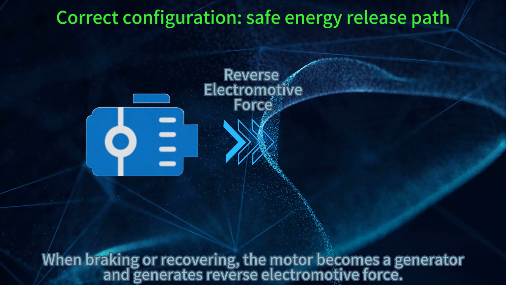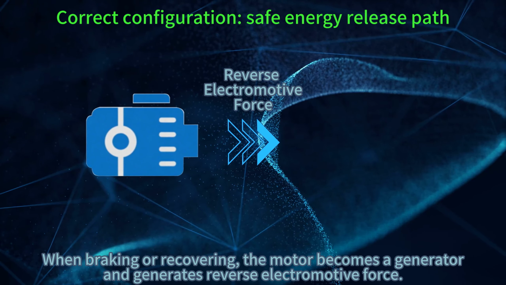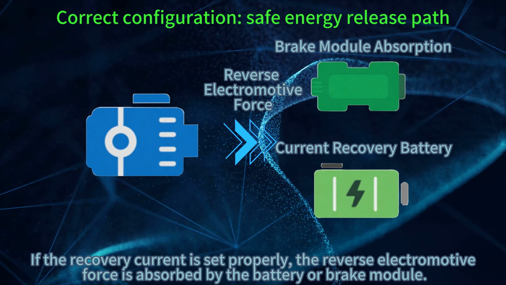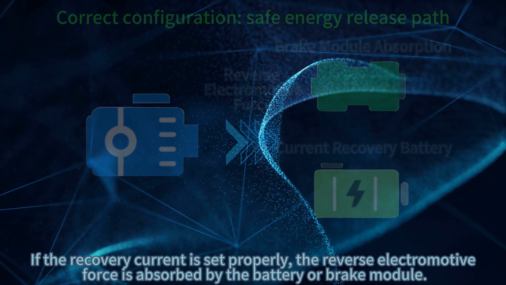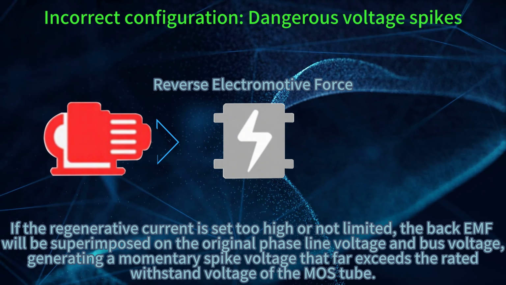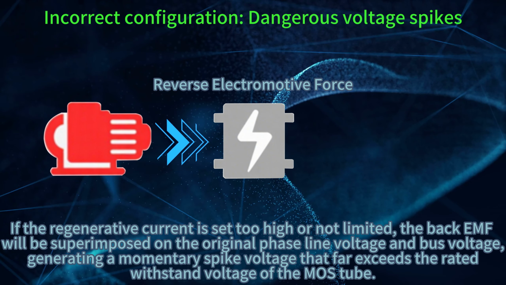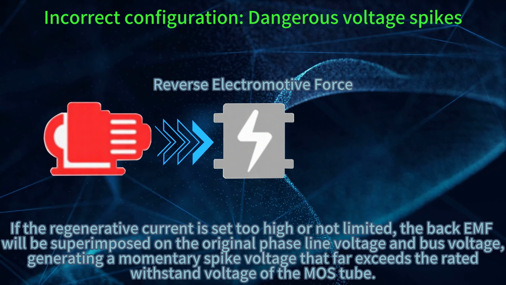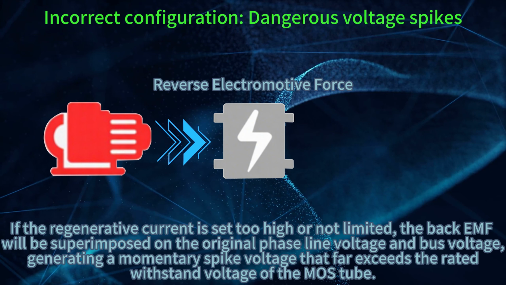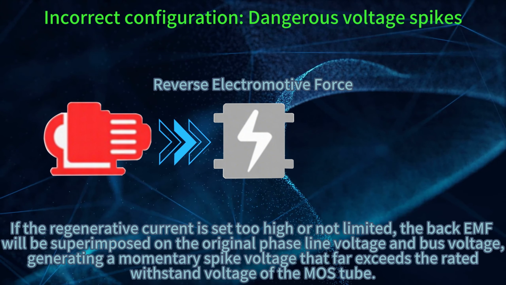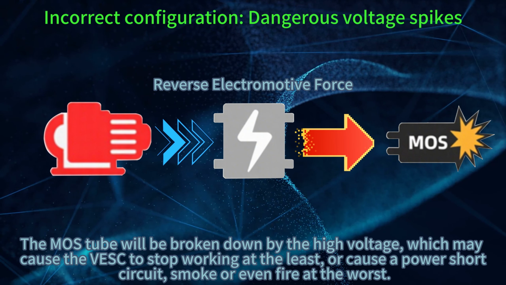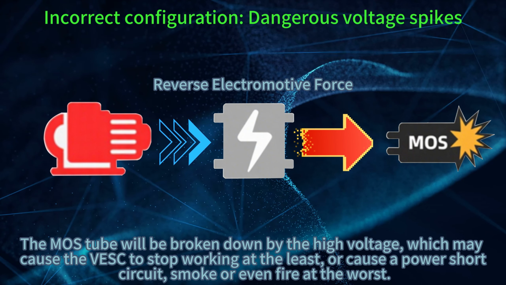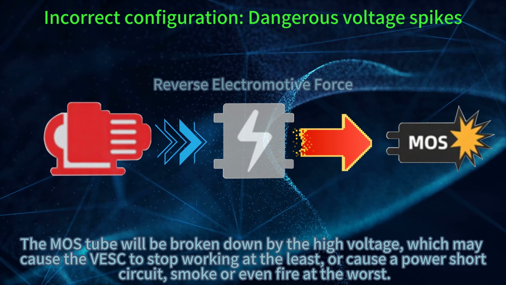When braking or recovering, the motor becomes a generator and generates reverse electromotive force. If the recovery current is set properly, the reverse electromotive force is absorbed by the battery or brake module. If the regenerative current is set too high or not limited, the back EMF will be superimposed on the original phase line voltage and bus voltage, generating a momentary spike voltage that far exceeds the rated withstand voltage of the MOS tube. The MOS tube will be broken down by the high voltage, which may cause the VESC to stop working at the least, or cause a power short circuit, smoke or even fire at the worst.